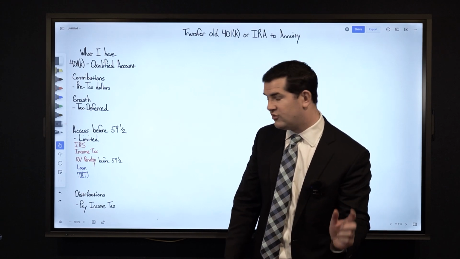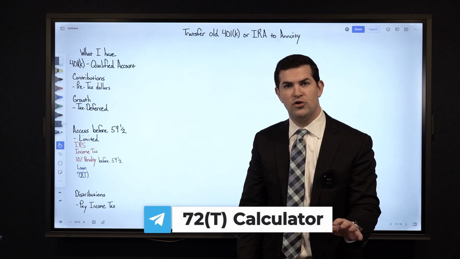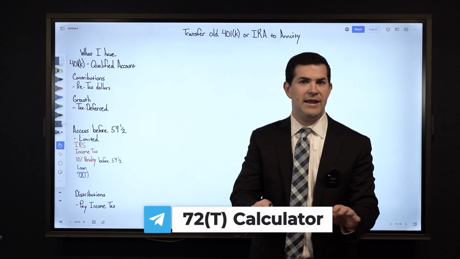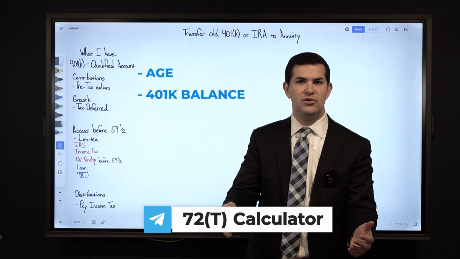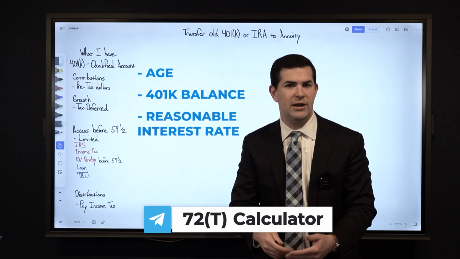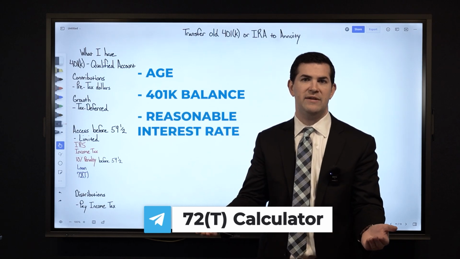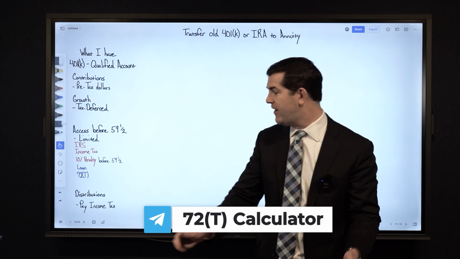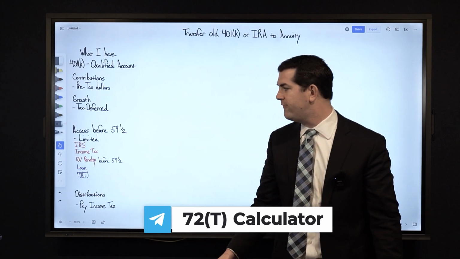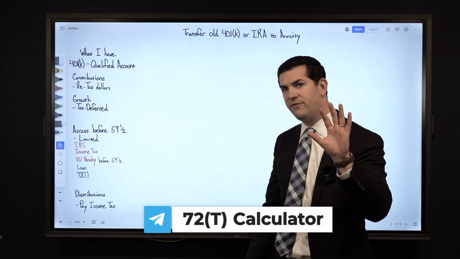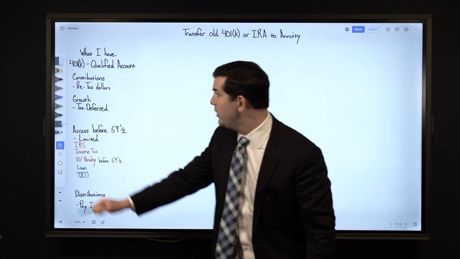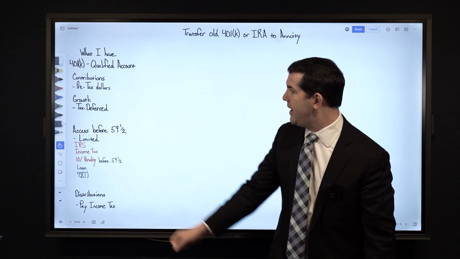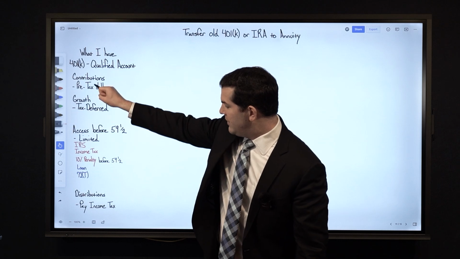There is a really simple calculator. You can actually Google search it. Just type in 72T calculator. You'll need to punch in your age, the 401k balance, and then a reasonable interest rate. I would just punch something very conservative in there, and that'll give you a ballpark of how much you'd be able to pull from that 401k. And again, it would be for 5 consecutive years, that amount that you would receive. So that's how you can access some money from a 401k before age 59 and a half.